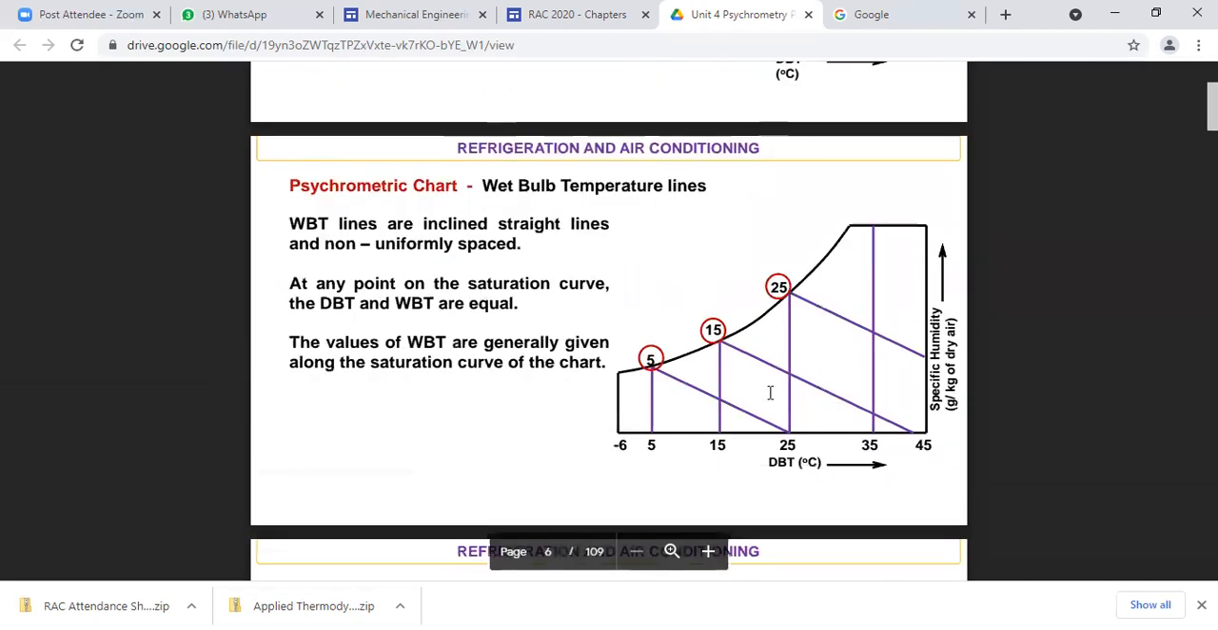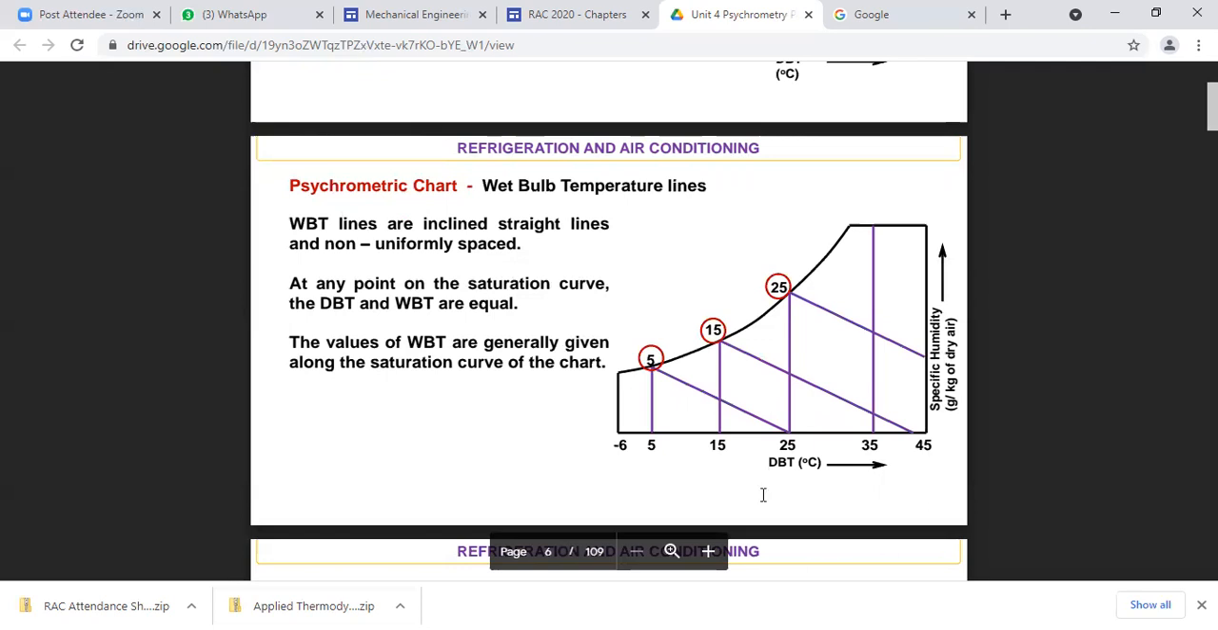Next are the wet bulb temperature lines. So what does wet bulb temperature mean? It is the temperature of air indicated by a thermometer whose bulb is covered with a piece of wet cotton, which is dipped in a small basin of water and keeps the bulb moist. The temperature indicated by such a thermometer is known as the wet bulb temperature.